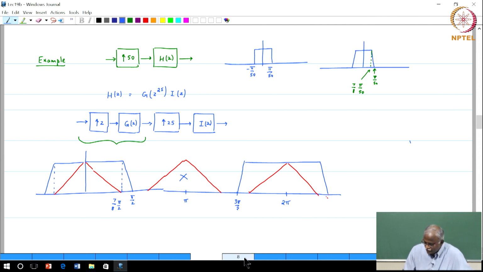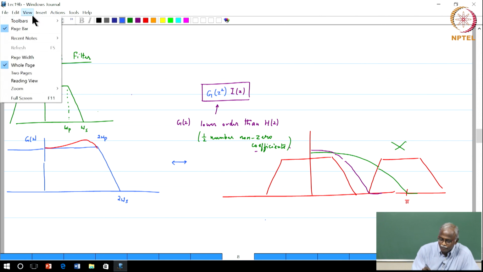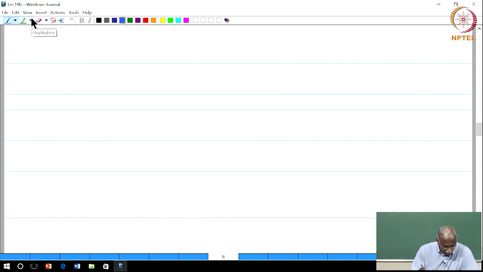So, let me do one more diagram and let us complete the discussion. After the upsampling by a factor of 50, there is a cutoff, and there is a first image at pi by 50.